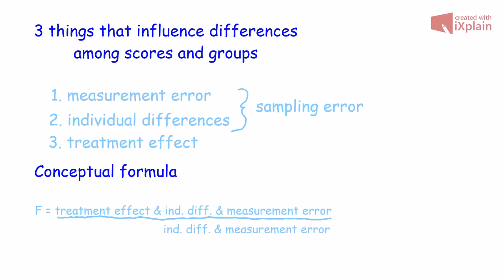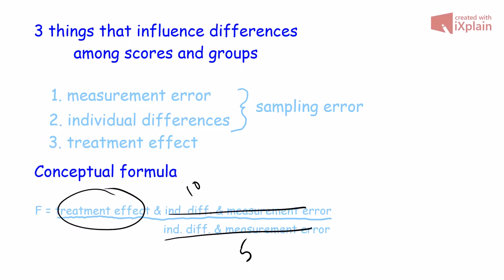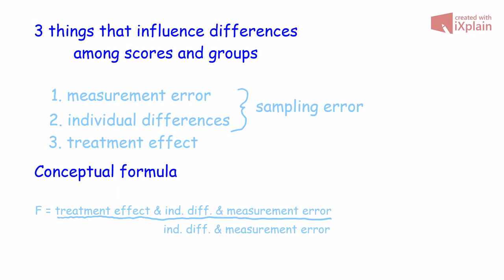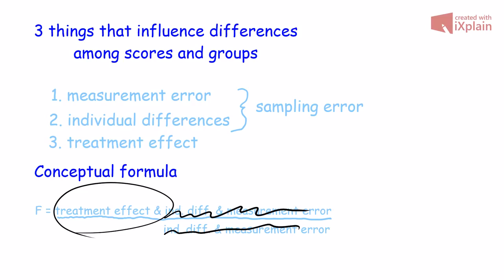That's why we need the denominator. The denominator has in it individual differences and measurement error, the stuff we don't care about. There's one number on the bottom as well, one number that represents sampling error. If that number is 5 and the top number is 10, what we do is we take the denominator and divide it into the numerator, and in theory the bad variability cancels out, and what we're left with is just the good variability that we care about. That's the logic of ANOVA. We want to cancel out the bad stuff, so we're left with just the good stuff.